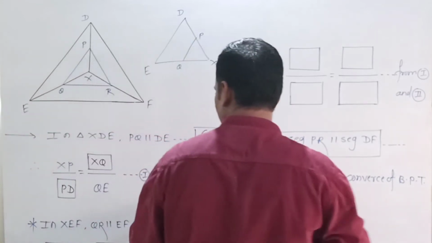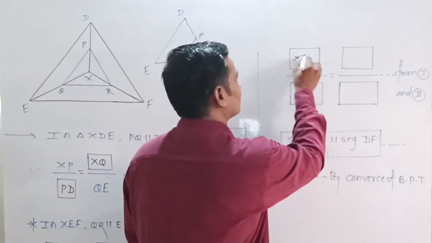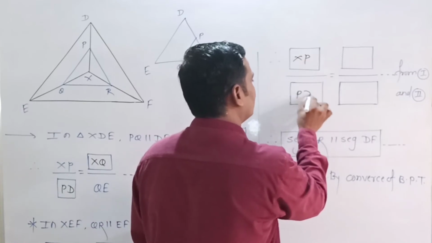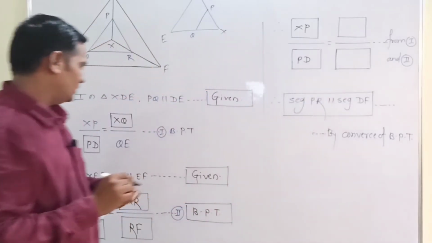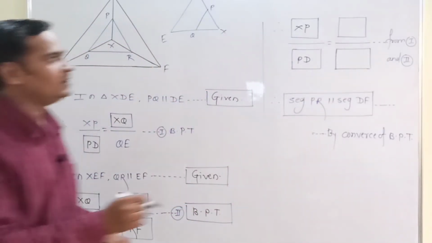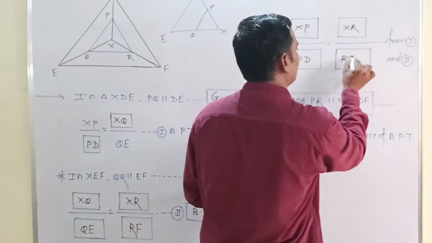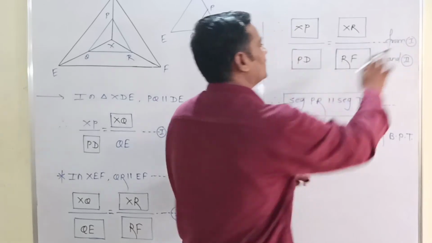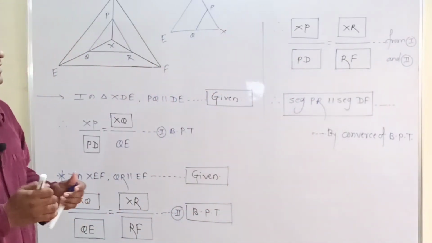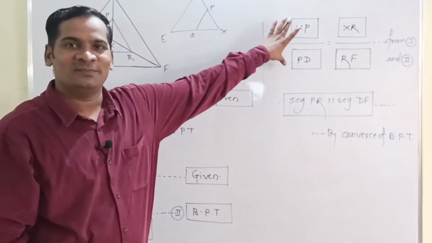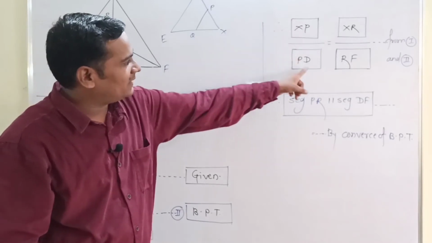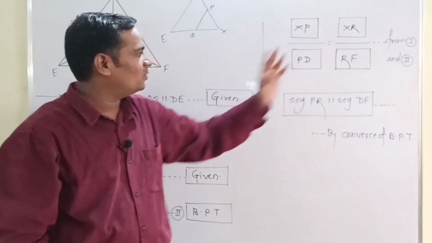So we can write here XP upon PD equal to, now which is the third one? XR upon RF. XR upon RF from equation 1 and 2. Now look at these two ratios here. XP upon PD is equal to XR upon RF.